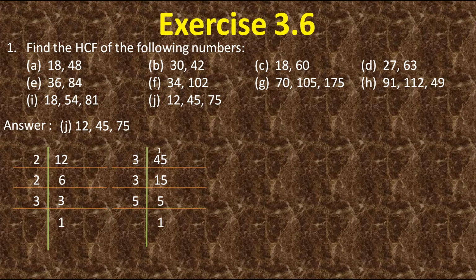Now next one is 75. 3 2s are 6. 1 we got as remainder. So it became 15. 3 5s are 15. 5 5s are 25. 5 1s are 5.